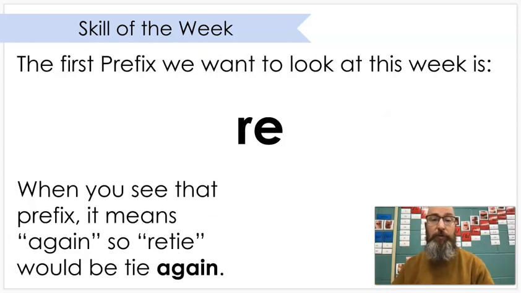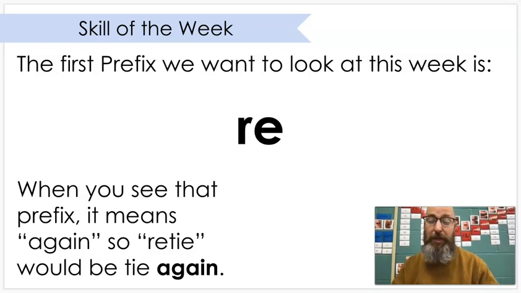Now, of course, the first prefix you want to look at, not this week, but today, is re. And when you see that prefix, it means again. So, retie, just like the picture, would be tie again. They came untied, so now we have to retie them. Now, let's go ahead and work on coding some words so we can figure out how to read some words with those prefixes on it.